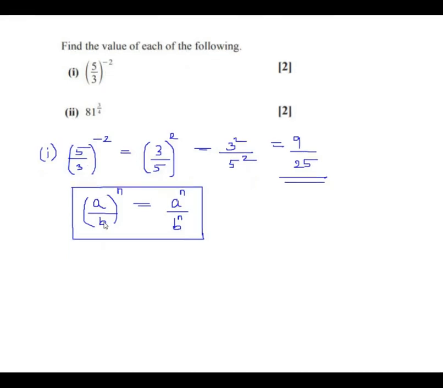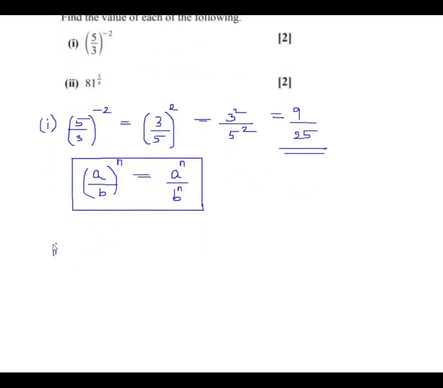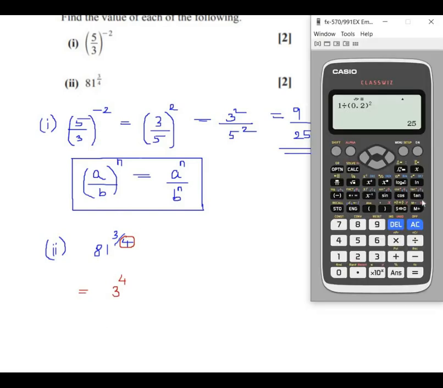For the second one, it says 81 raised to the power of 3 over 4. We have to look at the denominator of the fractional power here. Now think which number raised to the power of 4 gives you 81. The number is 3. 3 raised to the power of 4 gives you 81. So let us check for ourselves. It is confirming.